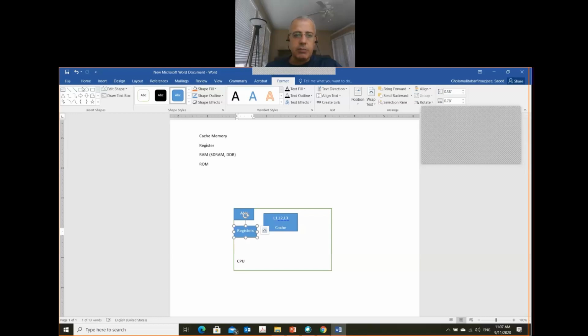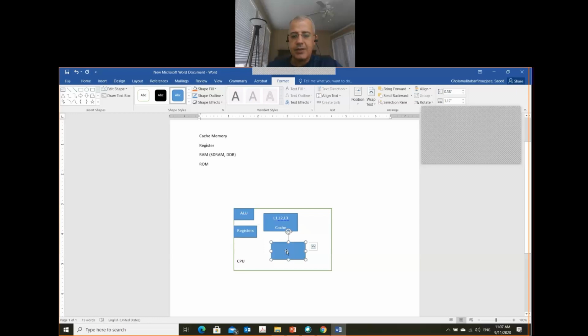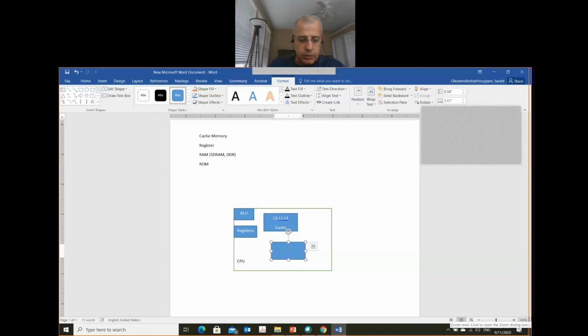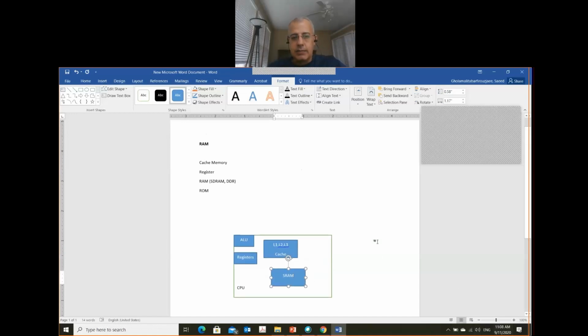And we have another type of memory called SRAM, or static RAM. Another type of storage, SRAM. This SRAM can hold information for a while without the need for refreshing. So these are the three types of memories or storages located inside the CPU.